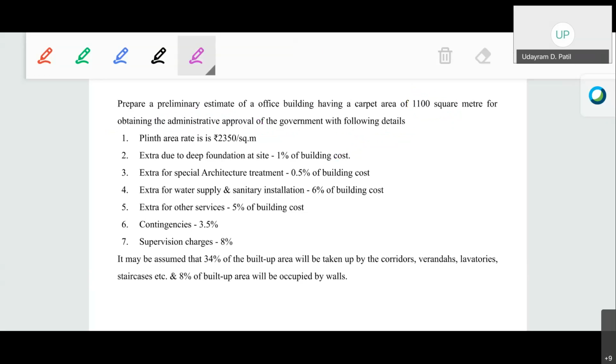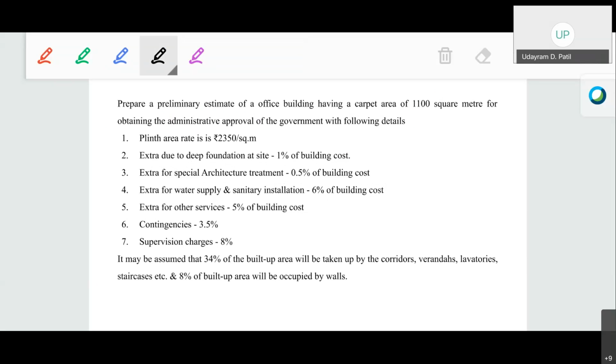So the plinth rate is given as 2350, so therefore we are going to solve this particular example by the plinth area estimate, the plinth area rate estimate or the plinth area method. Again, the various costs for the calculation of the various services are given.